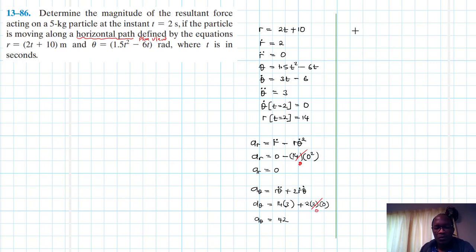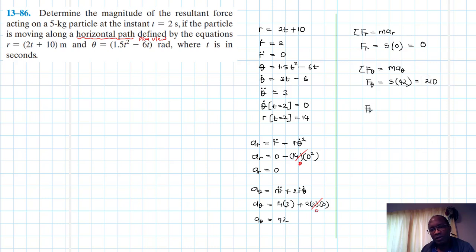Right, so what do we have now? Let's apply the equations of motion. The summation of forces in the r direction is equal to m ar. So Fr will just be equal to m, which is 5, times ar, which is 0, and this is 0. Then we have the summation of forces in the theta direction, which is equal to m a theta. So F theta is just equal to 5 times a theta, which is 42, and this is equal to 210.